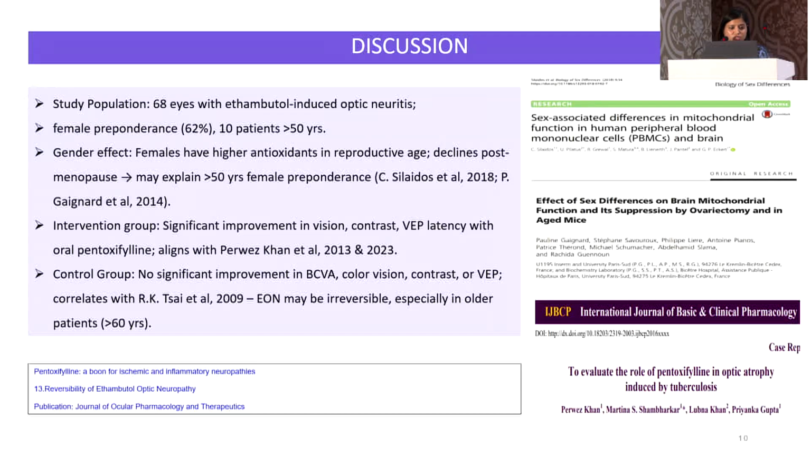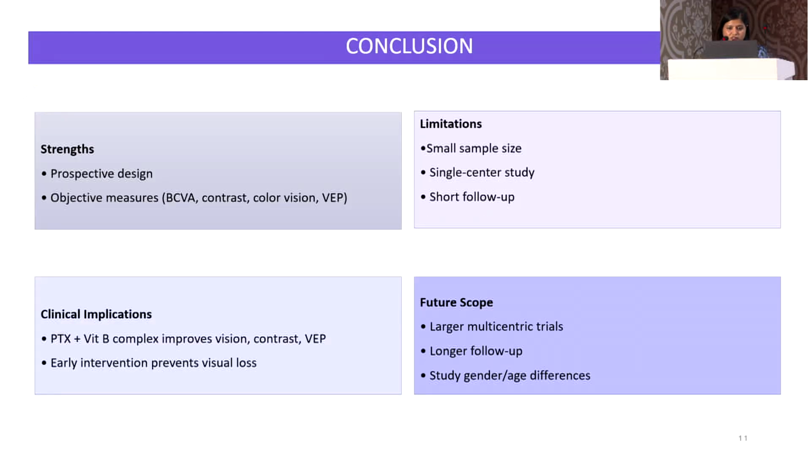In the interventional group, we observed significant improvement in vision, contrast, and VEP latency with oral pentoxifylline, while in control groups, no such improvement was seen. So we conclude that ethambutol optic neuritis may be irreversible, especially in older patients more than 60 years of age. It is a prospective study which objectively measures BCVA, contrast vision, color vision, and VEP, while it is a small sample size and single center study with a short follow-up.